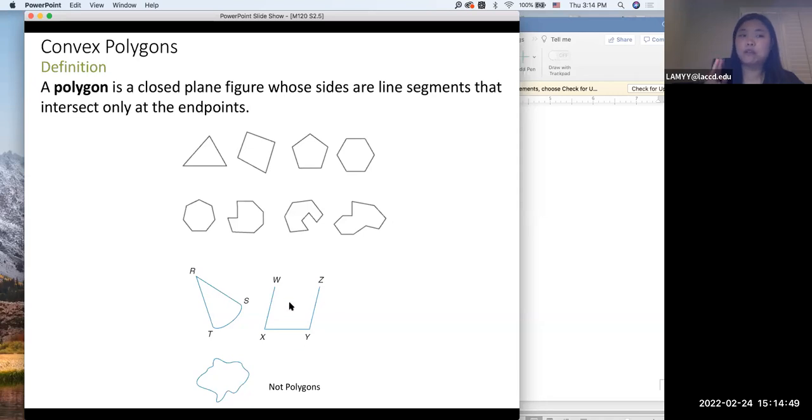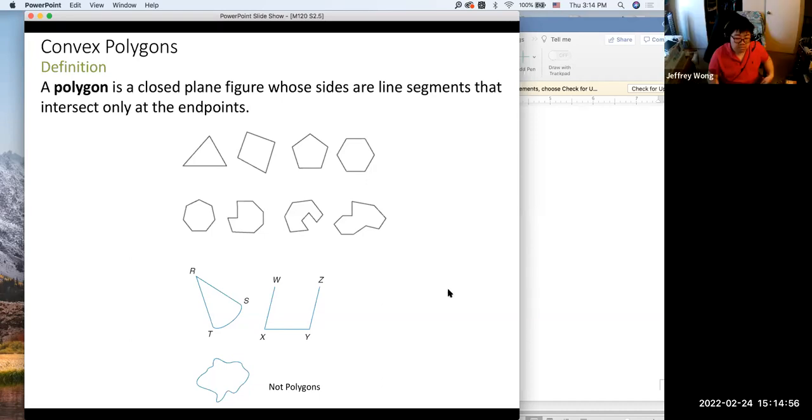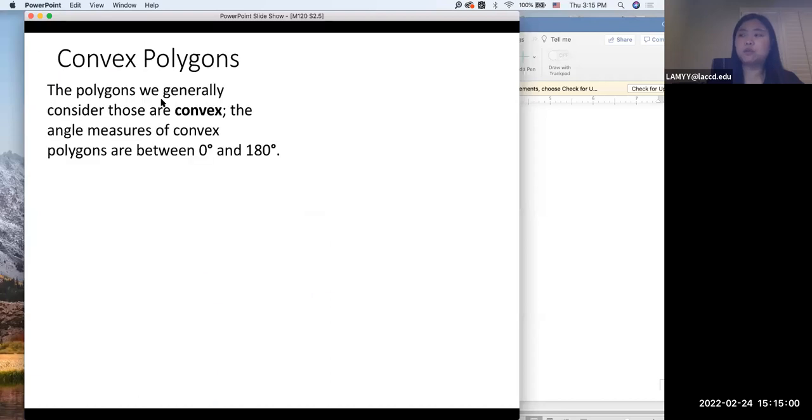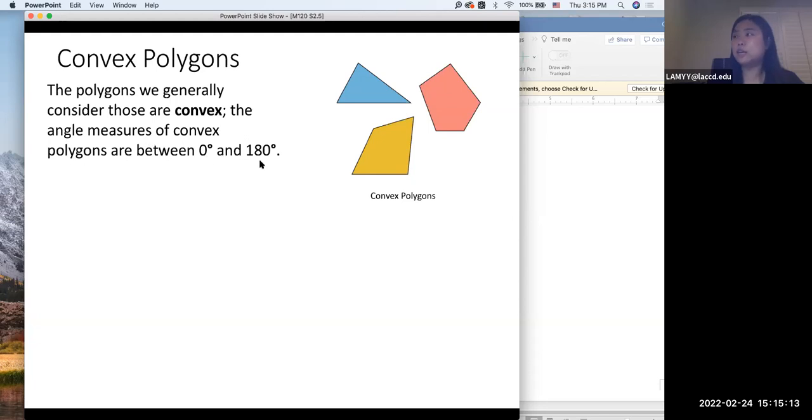So remember the definition of a polygon: a closed plane figure that also uses line segments, the straight lines here. Now you guys know what a polygon is. Then we have two types in here. First one is a convex polygon. The polygons we generally consider are convex. The angle measures of convex polygons are between 0 and 180. So for each angle here, it has to be between 0 and 180.